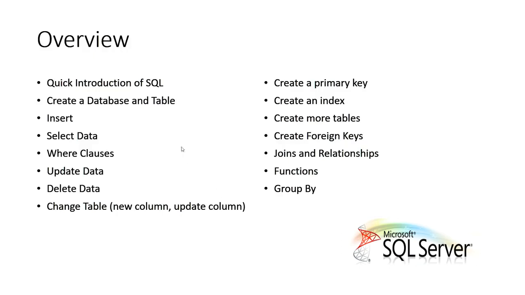So let's look at our agenda, make sure that we covered everything. We did a quick introduction of SQL, create a database and tables, insert it, select it from the table, did some where clauses, did some updates, some deletes. We changed the table, we even dropped the table. We added primary keys, we talked about indexes, we created more tables, made relationships with foreign keys, we joined with those relationships, and then we ultimately summed and averaged and grouped by. So I think we got through everything.